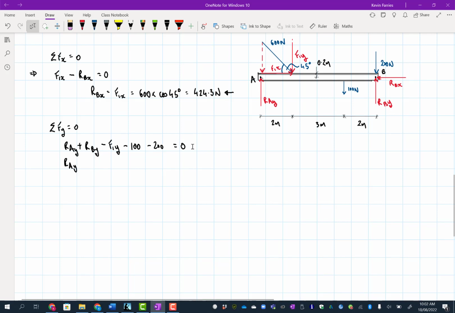So RAY plus RBY minus, we can calculate F1y, it's equal to 600 sine 45. Okay, so this is my F1y, imagine moving it nose to tail over here, and so we can just do 600 sine 45, that's not a problem. Minus 200 is equal to 0, that was just that load that's on the point there. And so let's just calculate 600 sine 45. Sine 45 equals 424 point.